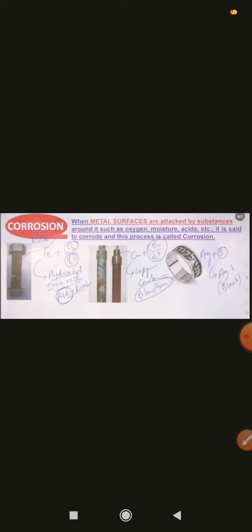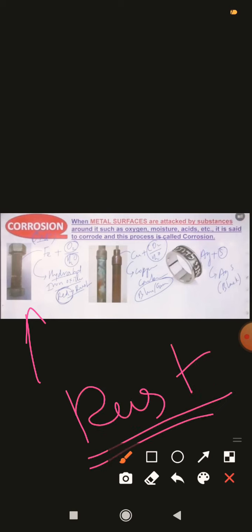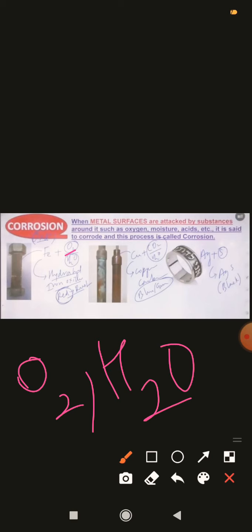For example, iron. We have studied this in lower classes. The corrosion of iron we know as rust. In rust, when Fe reacts with oxygen and H2O, meaning moisture, it gets hydrated. It is also known as hydrated iron oxide or hydrated ferric oxide. So this is an example of corrosion of iron.